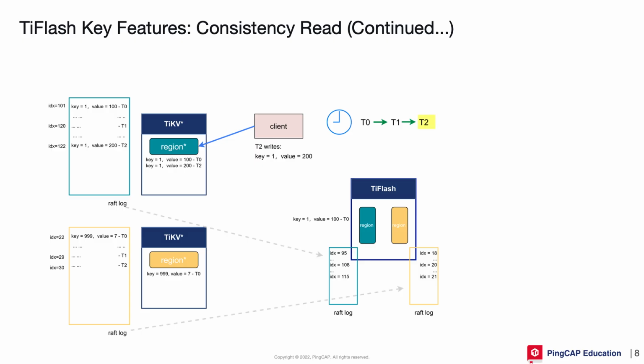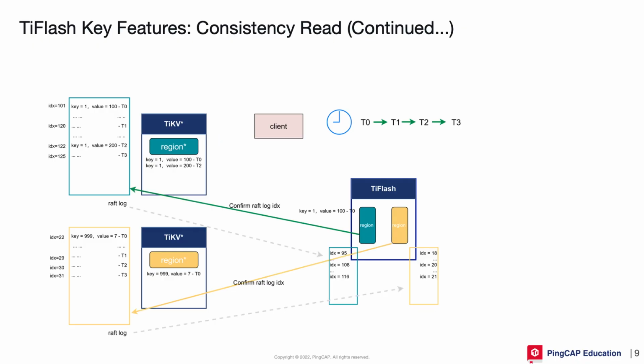At T2, the client again wrote key 1 and value equals 200 to the cluster. This was a modify key equal 1 to 200. At T3, TiFlash checks the current sequence number using the Raft log index of the Raft log in TiKV in order to satisfy the client's read. It obtains the Raft log whose key equals 1 and has Raft log index value of 125 and key equals 999, the index value is 31. On the TiFlash side, we can see that we are waiting to add IDX equal 125 and IDX equal 31 to our flash data.